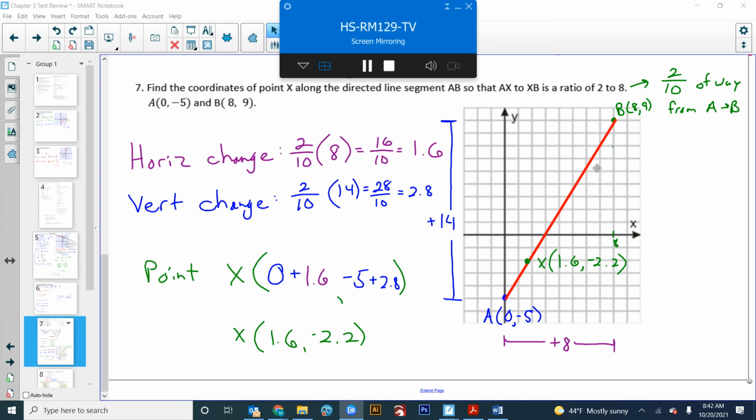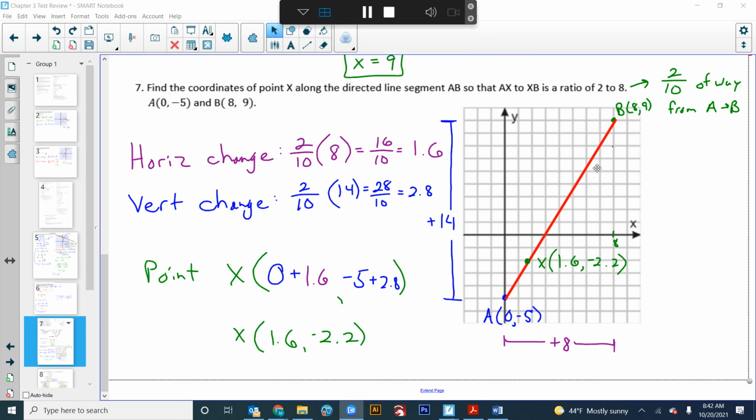I'm confused on how you get the 2 times. Like when you're doing any of them, not even just this one, how you get the fraction to do it. The ratio 2 to 8 would be 2 tenths. We'll stop at that a little bit. Okay. You might have missed that day.